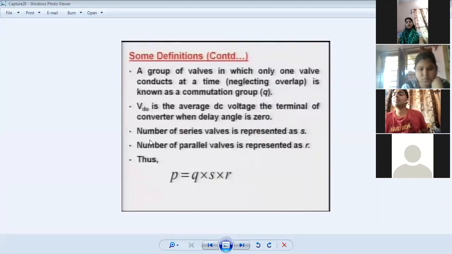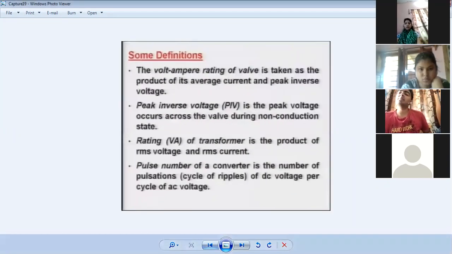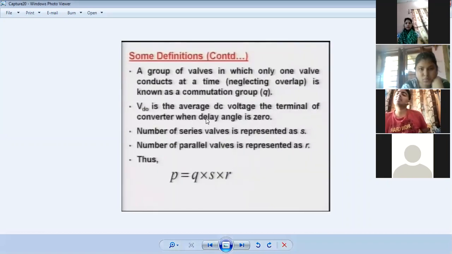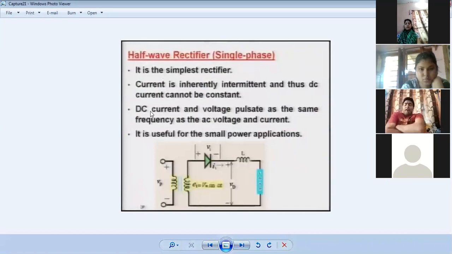Okay. The number of series valves is represented as small s. The number of parallel valves is represented as r. So q is the commutation group, s is the series valves, and r is the parallel valves. Okay. So these are the definitions we need to carry on our analysis of the simple rectifier circuit. So we are moving on to the next slide.